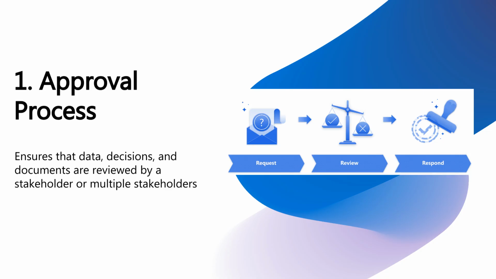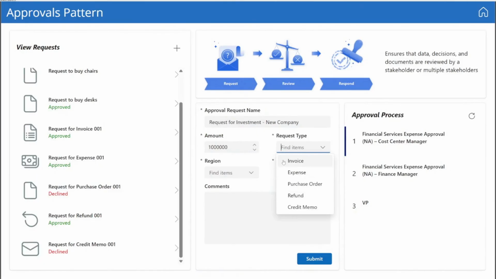Pattern number 1, the approvals pattern. At its heart, the approvals pattern lets you build structured, trackable decision workflows for anything from vacation requests to expense sign-offs. Here's a short demo of how enterprises use Power Platform to streamline approvals in seconds.